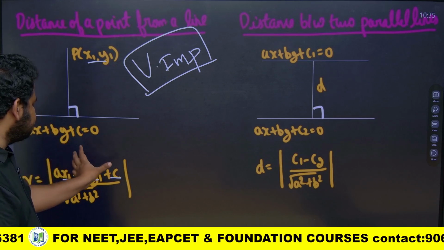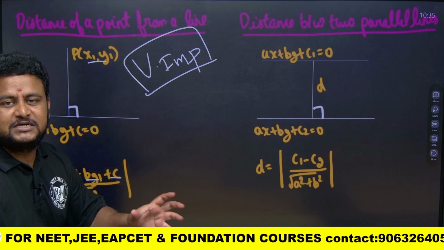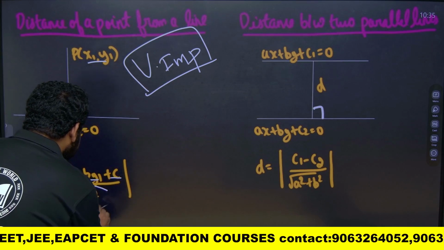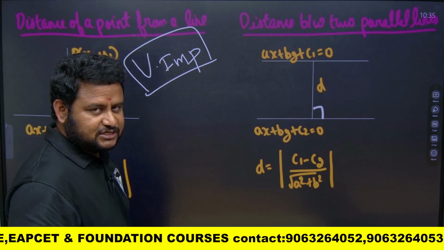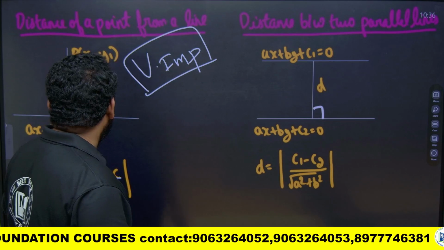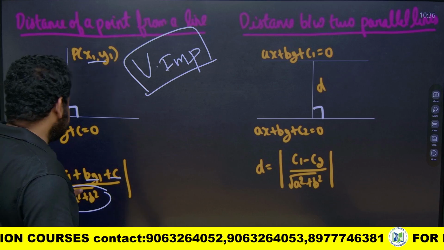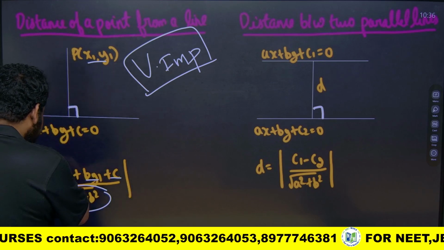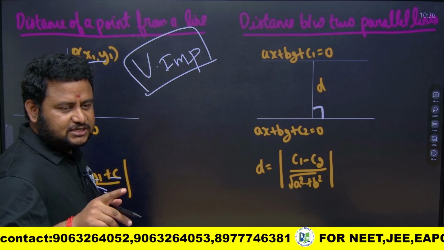ax1 + by1 + c divided by the square root of a square plus b square. Very important, the square root of a square plus b square. Next, you will get a square plus b square in some other concept, but here it is the square root of a square plus b square. That is the distance, given by r or d, whatever it is, within the modulus sign, because the distance cannot be negative.